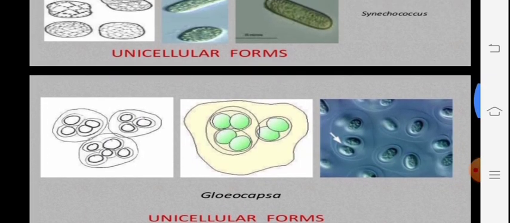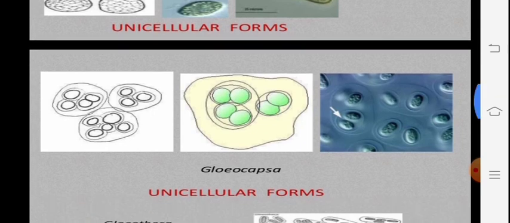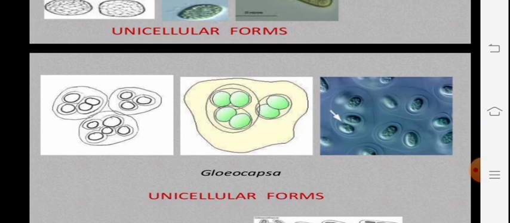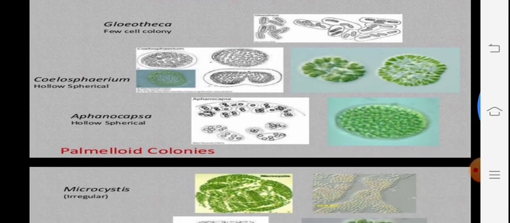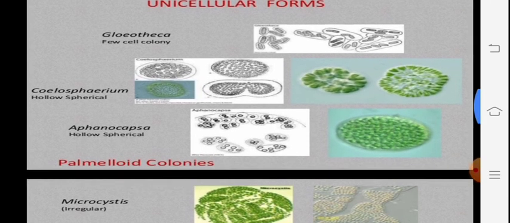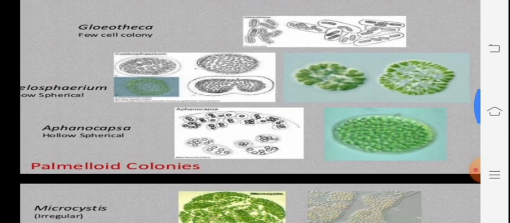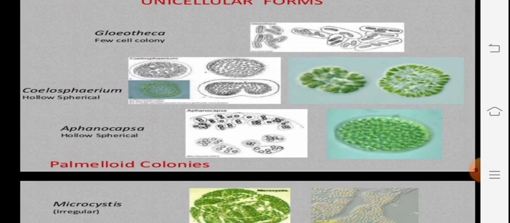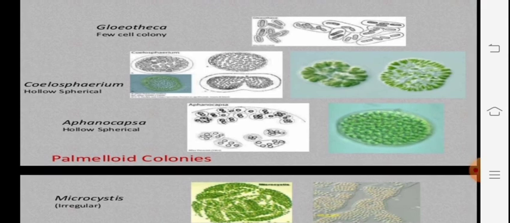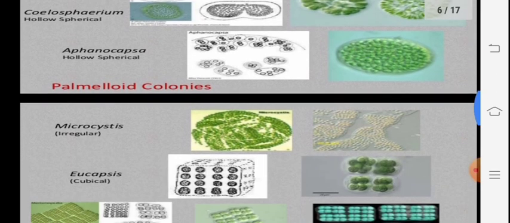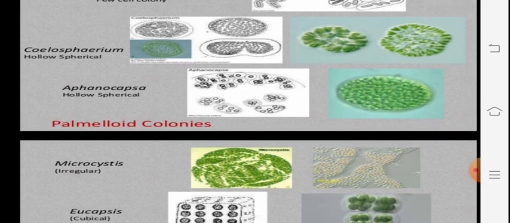In unicellular Gloeocapsa, you see the diagram and the photograph. Then there is Gloeothece. Gloeothece has a few cell colonies. Then Coelosphaerium, hollow spherical, hollow meaning a cavity is there. On the right-hand side are the photographs. Then Aphanocapsa, hollow spherical. It is called the palmelloid stage.